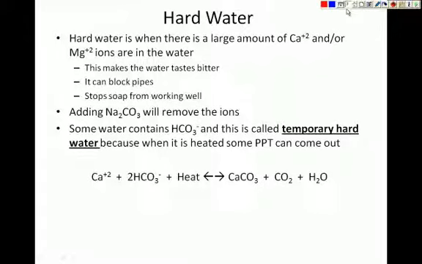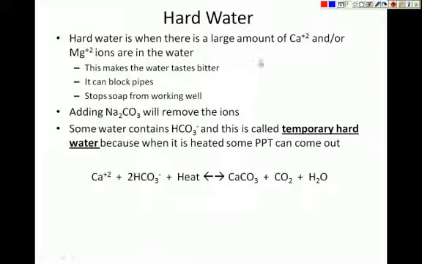Hey, we're back again and doing some more solubility chemistry. And today we're going to talk about what is hard water. So, hard water is when you have a relatively high amount of calcium and/or magnesium ions in the water.